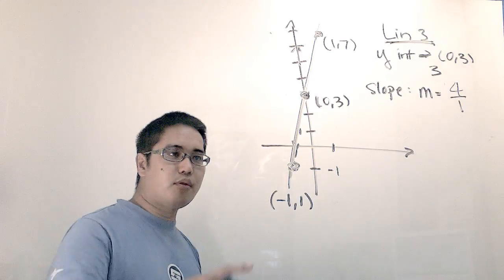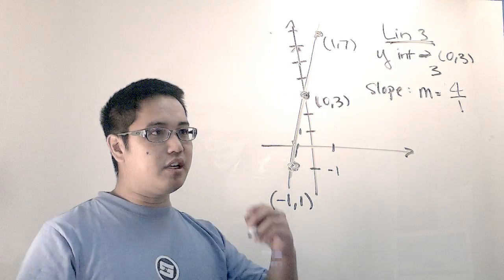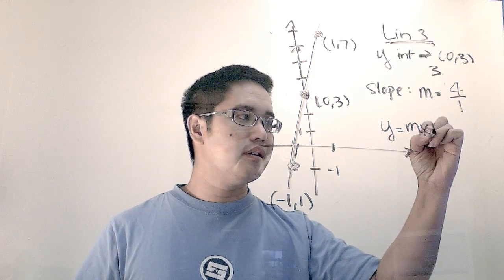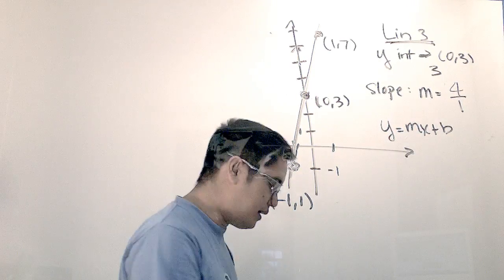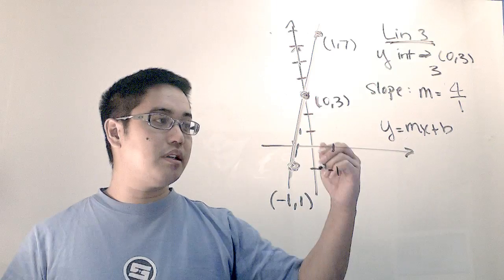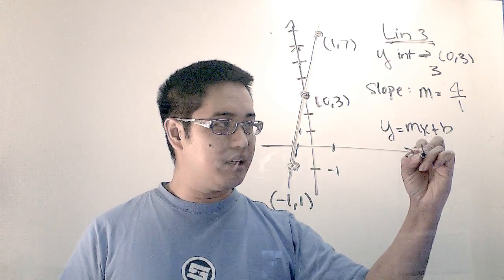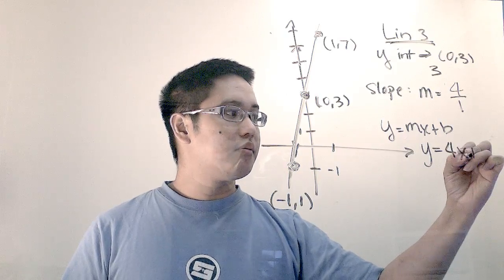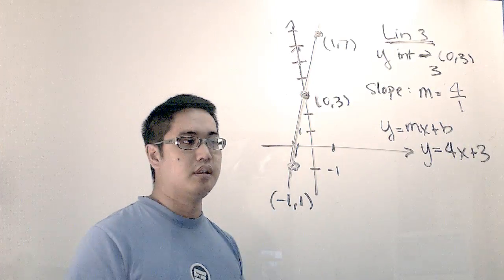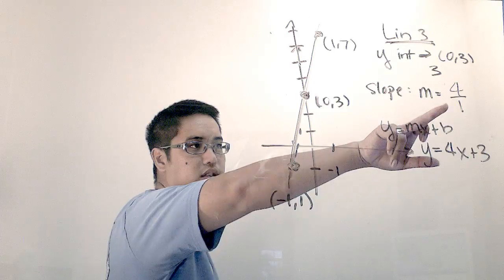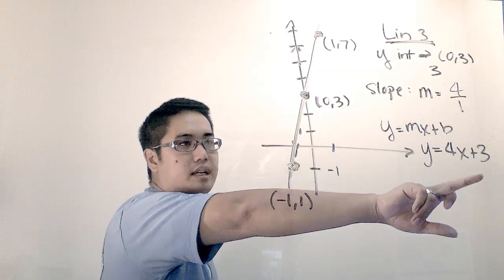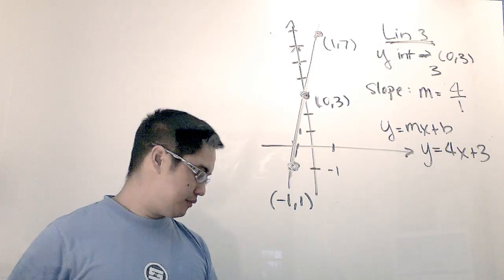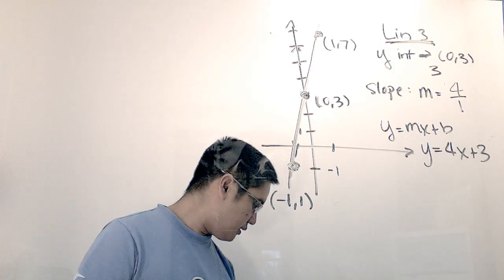Now, if I were to write down the equation of this line, the equation that I know of a line is y equals mx plus b. M being the slope. So if I wanted to write the actual equation of this line, it'd be y equals 4x plus 3. Because my 4 is the slope, and my b is the y-intercept. It's the number 3. That's simply it.